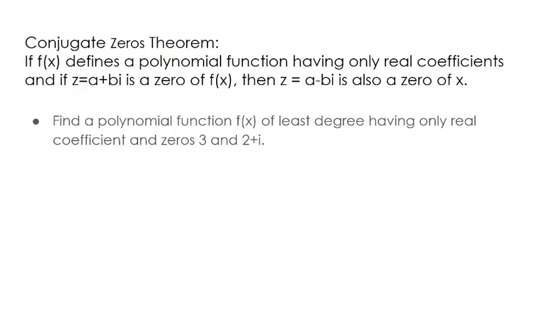also be a zero. So first off, I have one little typo. That shouldn't say a 0 of x. That should say a 0 of f of x right there. But then note the only difference between this 0 and this 0 is that sign. That's what a conjugate is.